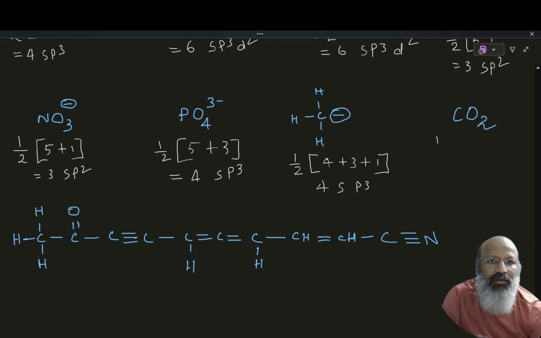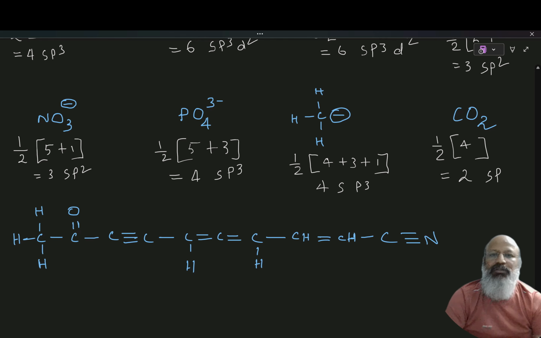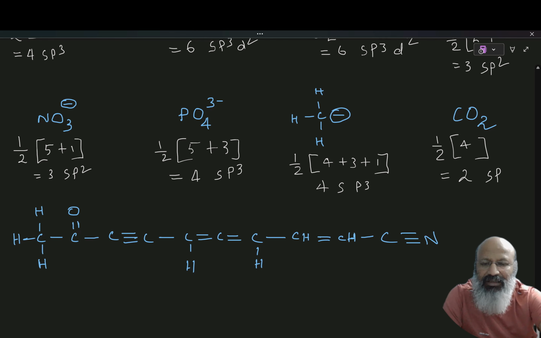Coming here, half total valence electron of carbon is 4 and no monovalent atom. So the answer is 2. That is sp. So it's working very well.